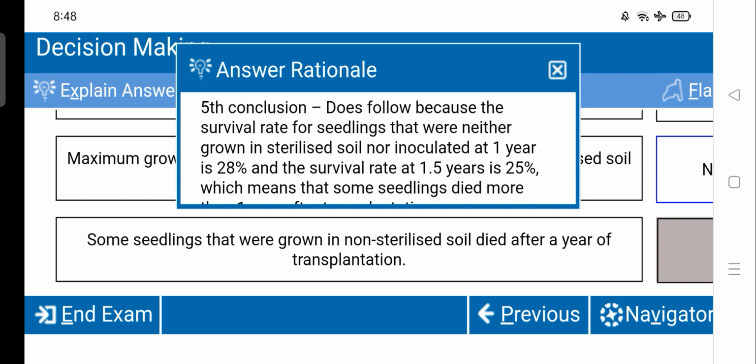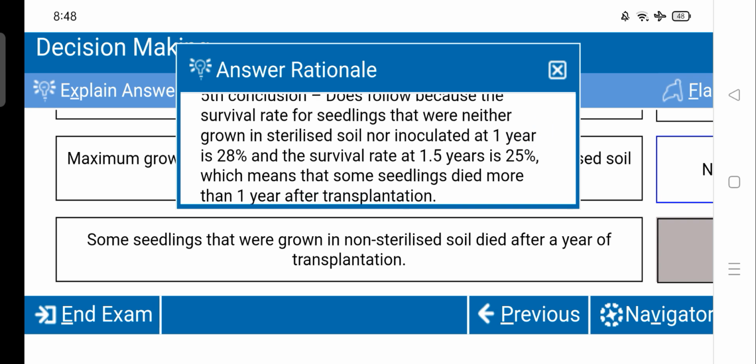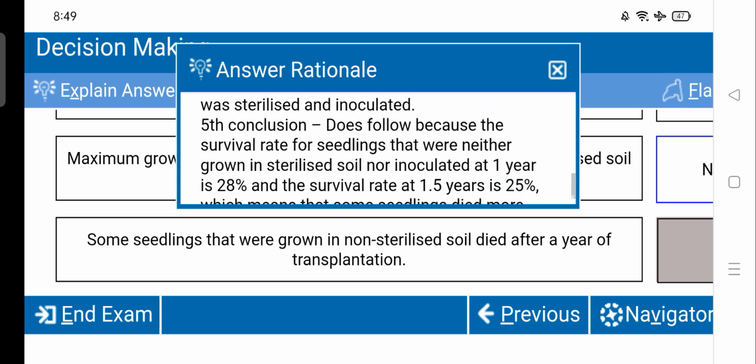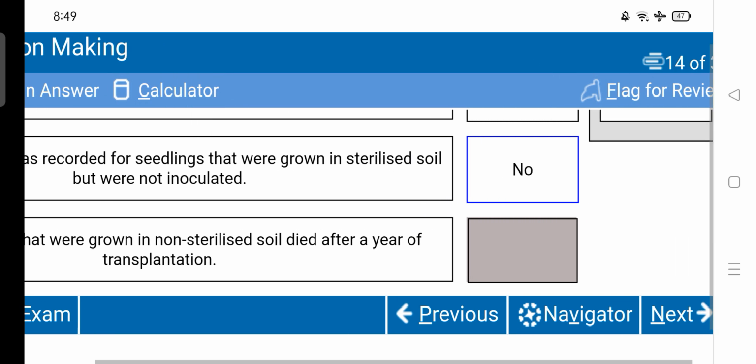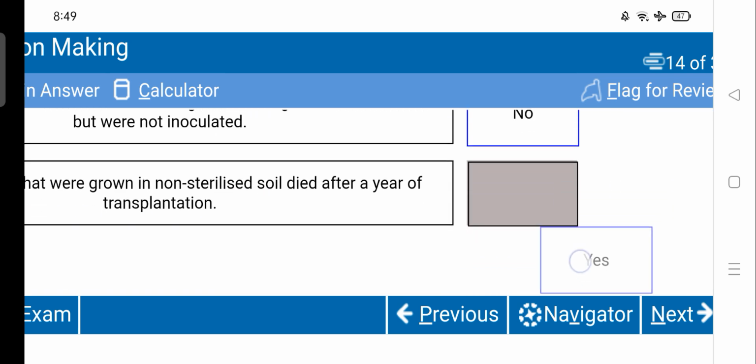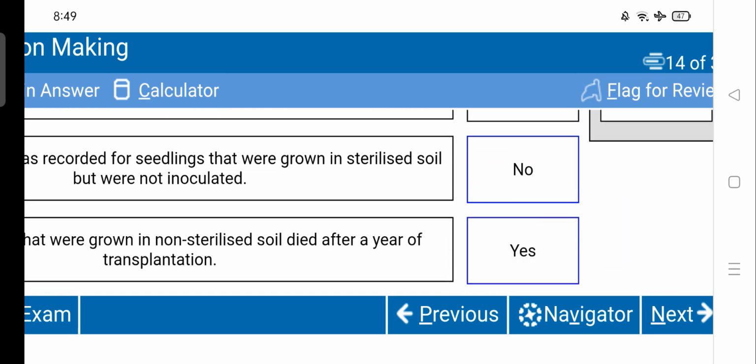The fifth conclusion does follow, because the survival rate for seedlings that were neither grown in sterilized soil nor inoculated at 1 year is 28%, and the survival rate at 1.5 years is 25%, which means that some seedlings died more than 1 year after transplantation. So the fifth conclusion does follow the statement of the question, so we will drag a yes and drop it in front of this conclusion.